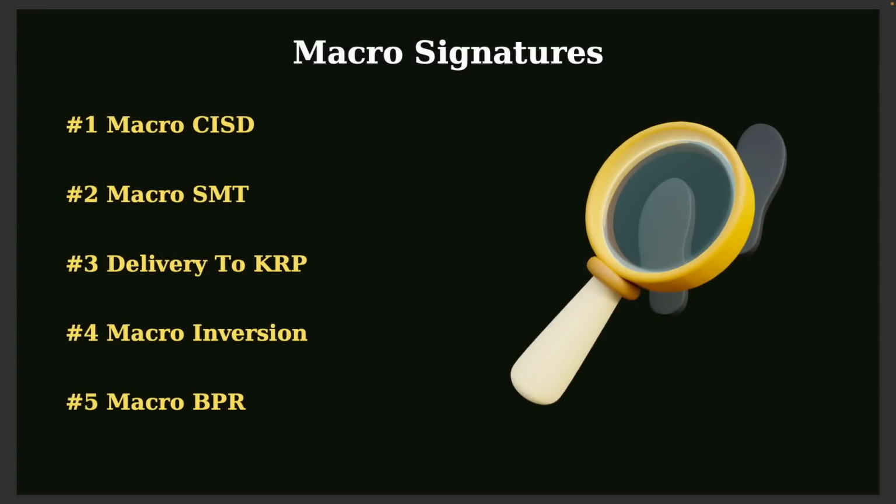Now, for the rest of the lesson, we're going to look at macro signatures and see how we can combine some of these concepts to understand what the algorithm is doing, to understand when we should enter our trades. So number one, we have macro change in the state of delivery. That's what CISD stands for, of course. Then we have macro SMTs. Number three, we have delivery to a key reference point. Number four, we have a macro inversion. And number five, we have a macro BPR. And these signatures are super, super powerful once you can start to identify them in price action.